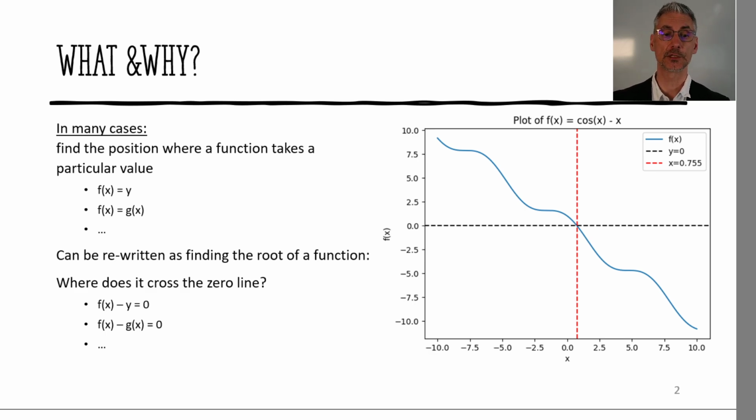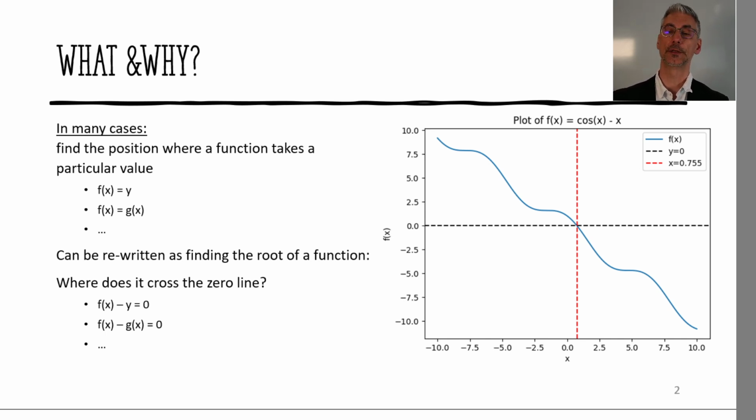In many cases we want to find the position where the function crosses the x-axis or takes a particular value in general. So for example, f of x equals a simple value y. And we can rewrite this as the root of the function. So where does it cross the zero line? For the first example, where does f of x minus y cross the zero line, or the function where it is identical and crosses is always zero, or at least in a specific point.